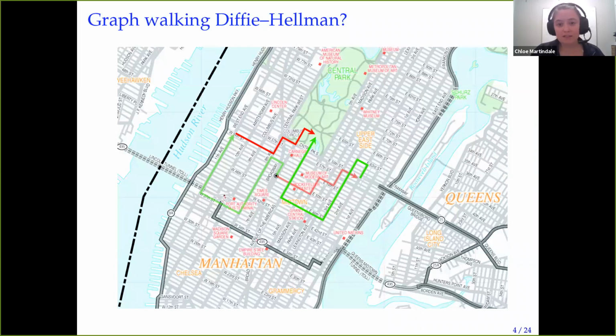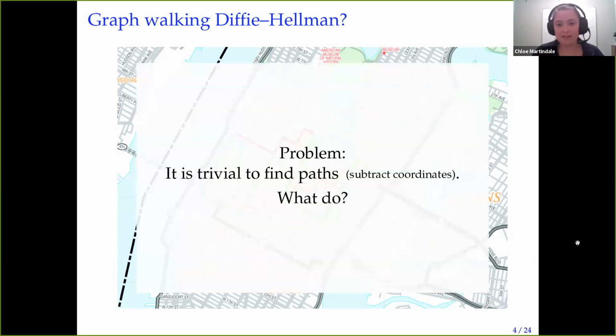But it's not really very useful for cryptography, because anybody who knows the two endpoints of the path can compute a path between those two points and then imitate Alice or Bob by walking from their endpoint to where they would end if they did their path again. So the path that they walk has to be secret. Right, so the problem is it's trivial to find paths. For example, you can just subtract the coordinates and take a path that way. So what do we do about it?